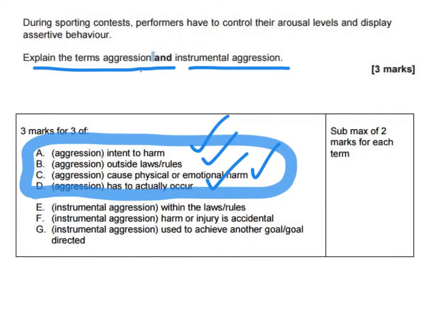In terms of instrumental aggression, you can see that we're looking at that it can be within the laws, as we've already discussed. Now I do have a problem with point F, because what I've just told you is the opposite to that. Point F is actually incorrect. That harm is not accidental at all, so I'm not having that. But this is what sometimes happens on mark schemes. And lastly, that we use instrumental aggression to achieve another goal. So I would hope that you would have got easily enough marks with the correct points on the mark scheme without the incorrect point F getting in the way of that.